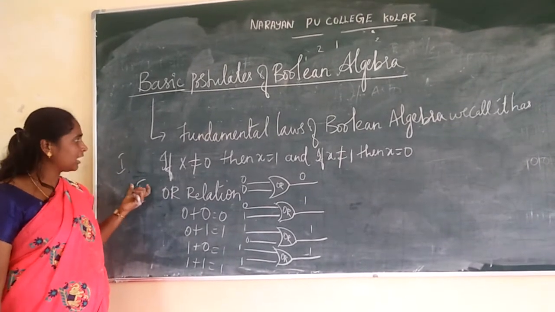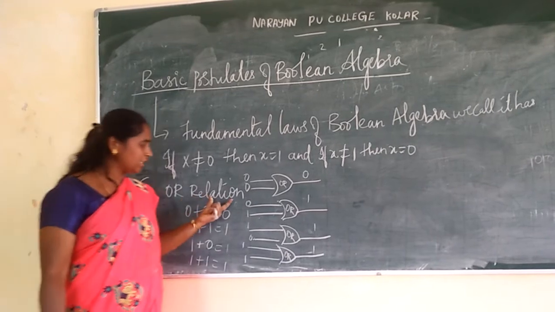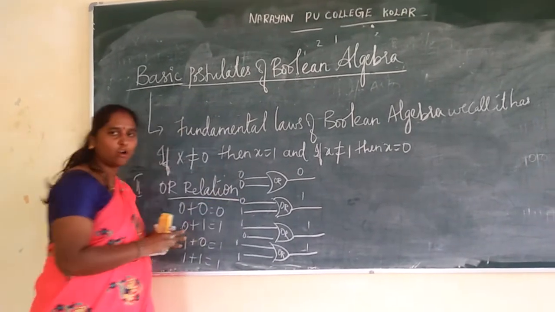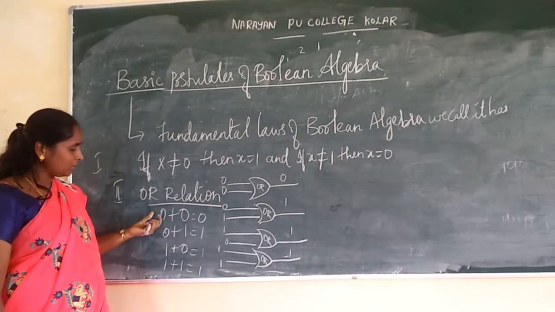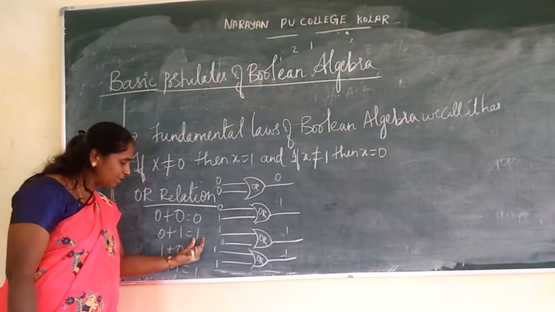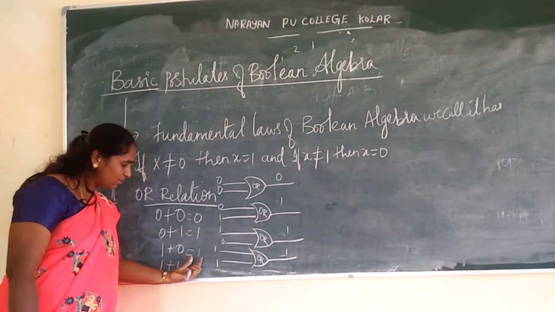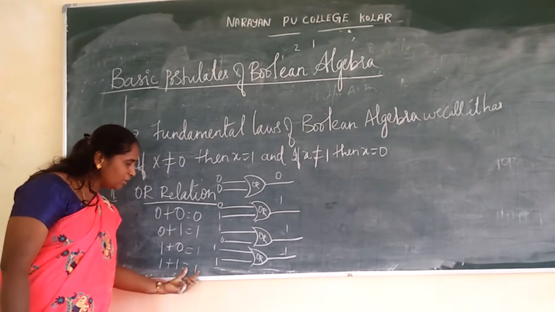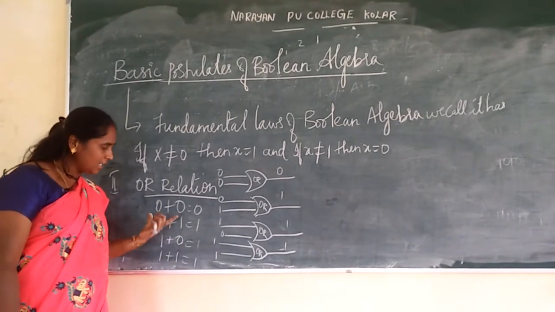Second postulate is nothing but your OR relation. You are going to perform your OR operation. That is, you are going to take the rule: 0 plus 0 is nothing but 0, 0 plus 1 is nothing but 1, 1 plus 0 is nothing but 1, 1 plus 1 is nothing but 1. You are going to perform a logical addition on this.